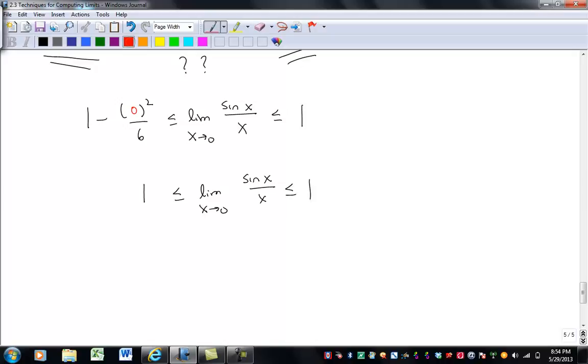And the only number that can fit inside here and make it make sense is the number 1. So I've shown that the limit as x approaches 0 of sine of x over x equals 1 by the squeeze theorem. I've squeezed it between two functions I already know.